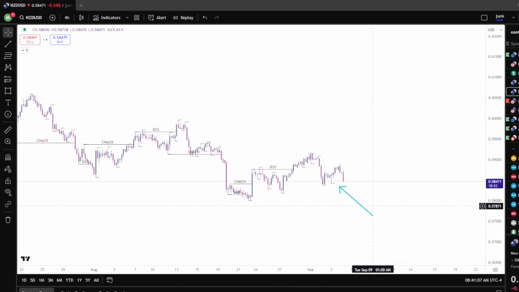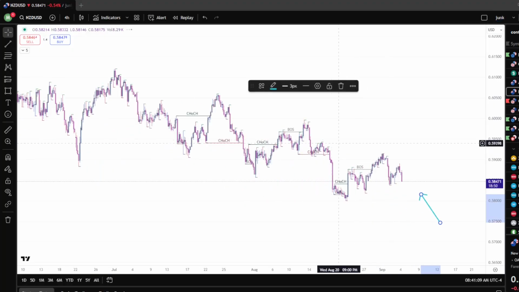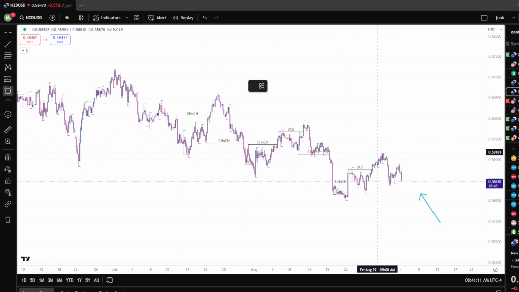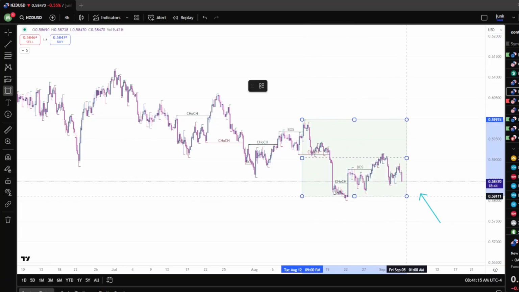NZD/USD. Let's go ahead and map out the current range, with this being the last swing leg, at least on the 4-hour chart.